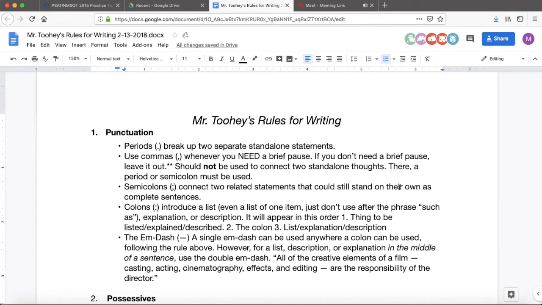Colons introduce a list, even a list of one item. Just don't use after the description. Okay, I'm going to stop you real quick. So let's talk about this. A list, even a list of one item. Let me give you an example of a list in general. I like food, so we're going to use some food examples. I went to the grocery store to pick up all of the items I needed to bake chocolate chip cookies: butter, flour, sugar, salt, and chocolate chips.